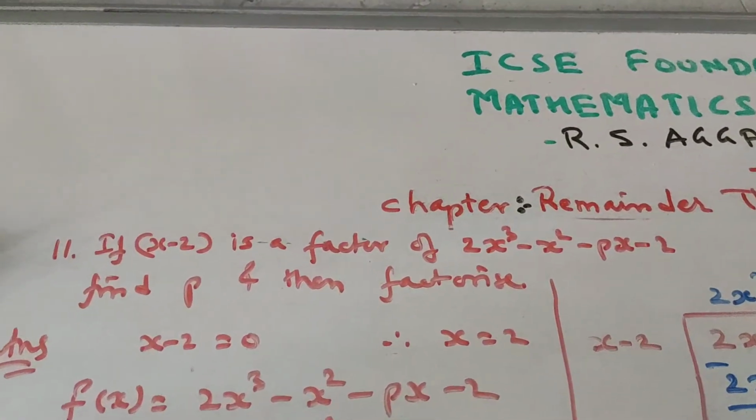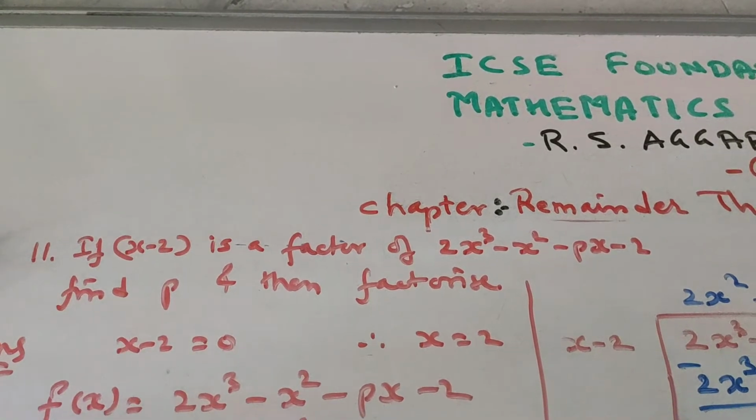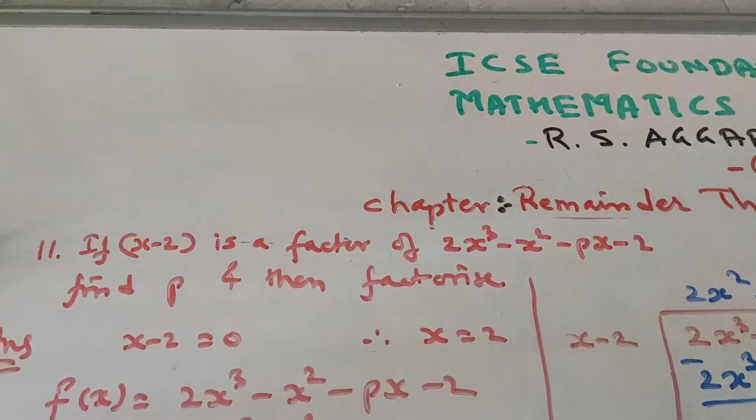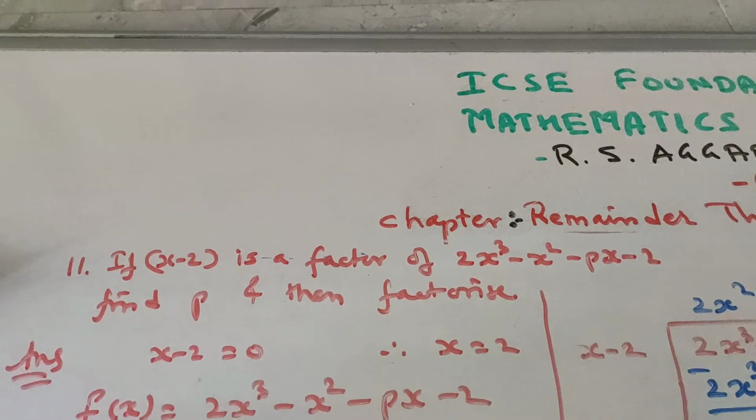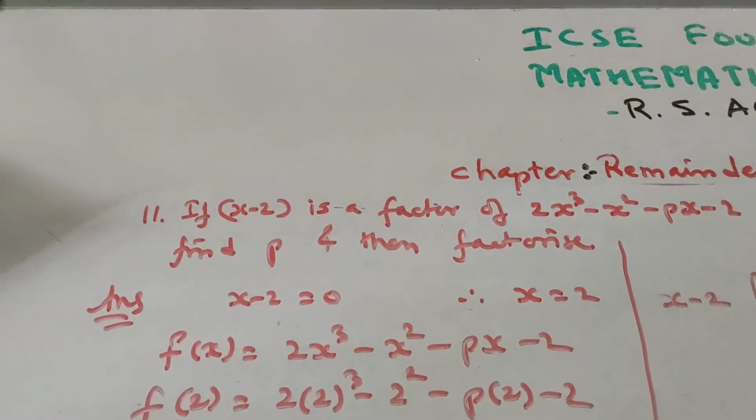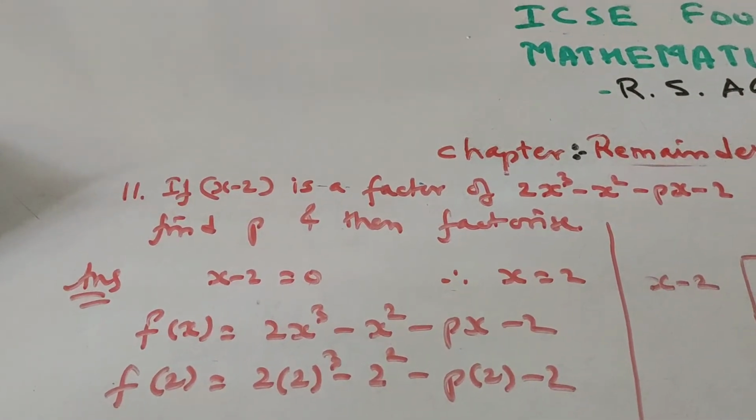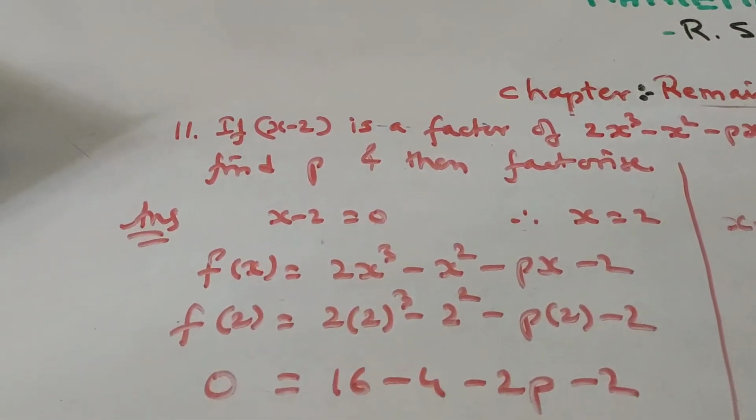Sum 11. If x minus 2 is a factor of 2x cube minus x square minus px minus 2, then find the value of p, and then they are asking us to factorize. So first of all, we will use the same method that we have used in the previous sums. So x minus 2 is equal to 0, therefore x equals 2.